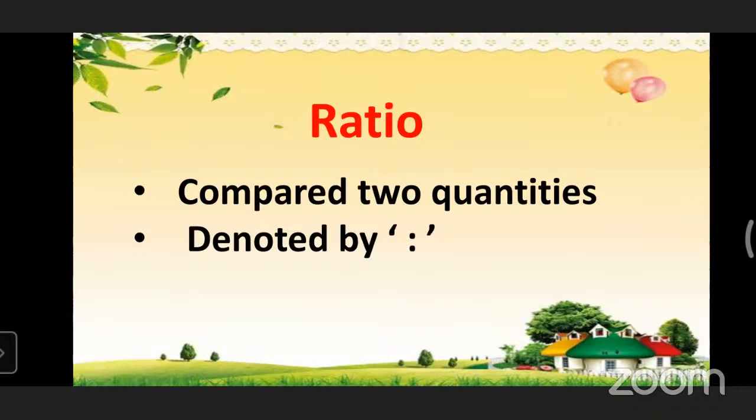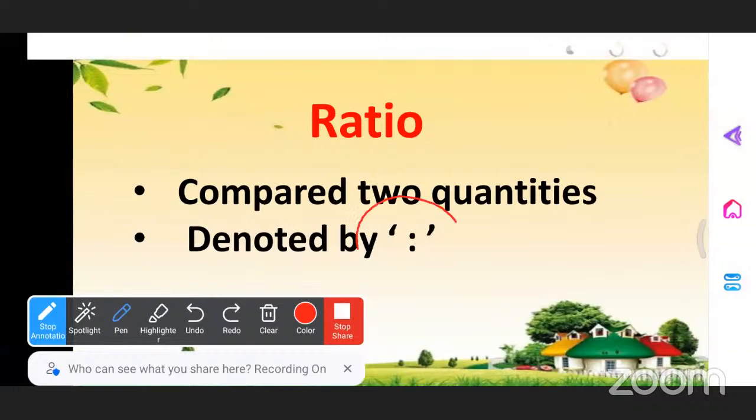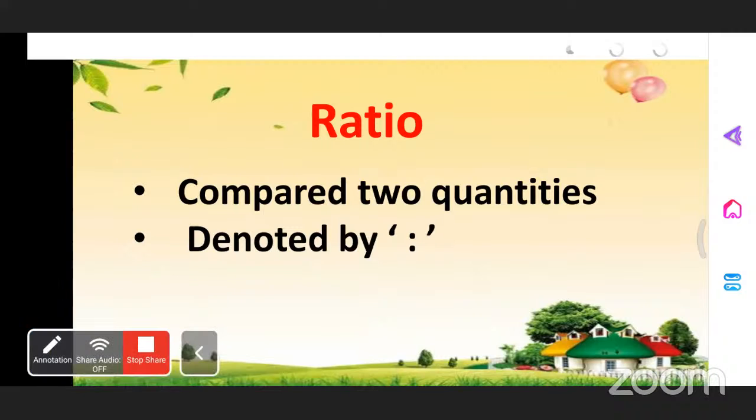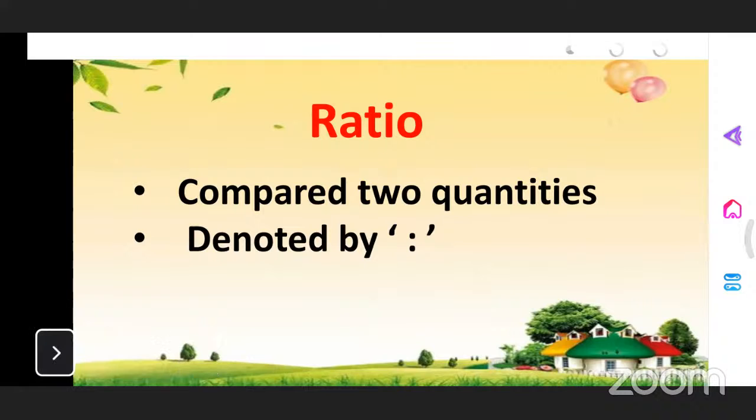So ratio is denoted by the symbol. You see the symbol? This is the ratio symbol. Now students, see this topic. Nothing but ratio means just compare the two quantities, and then denote it with the ratio symbol. Simply we say compare two quantities. Next.